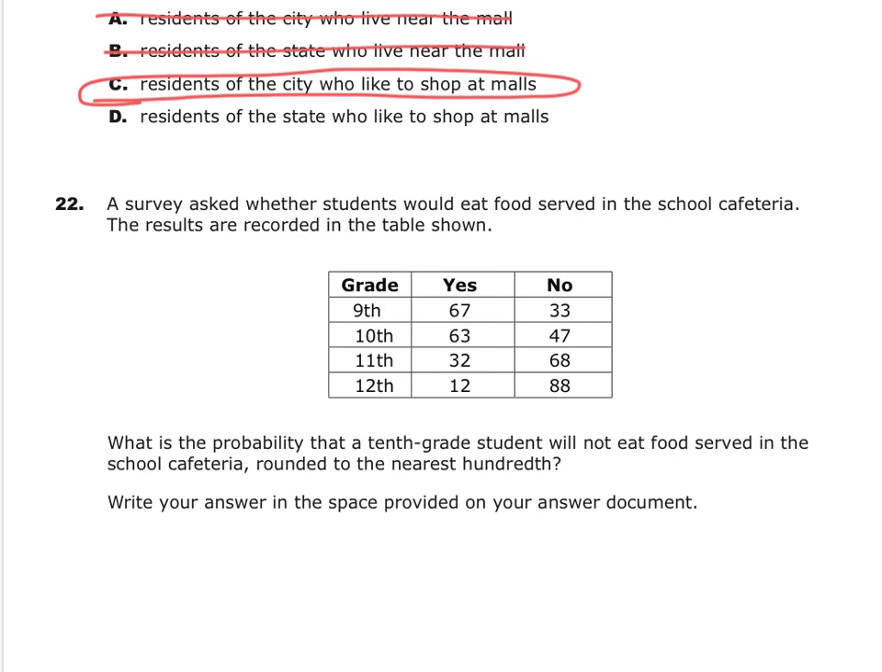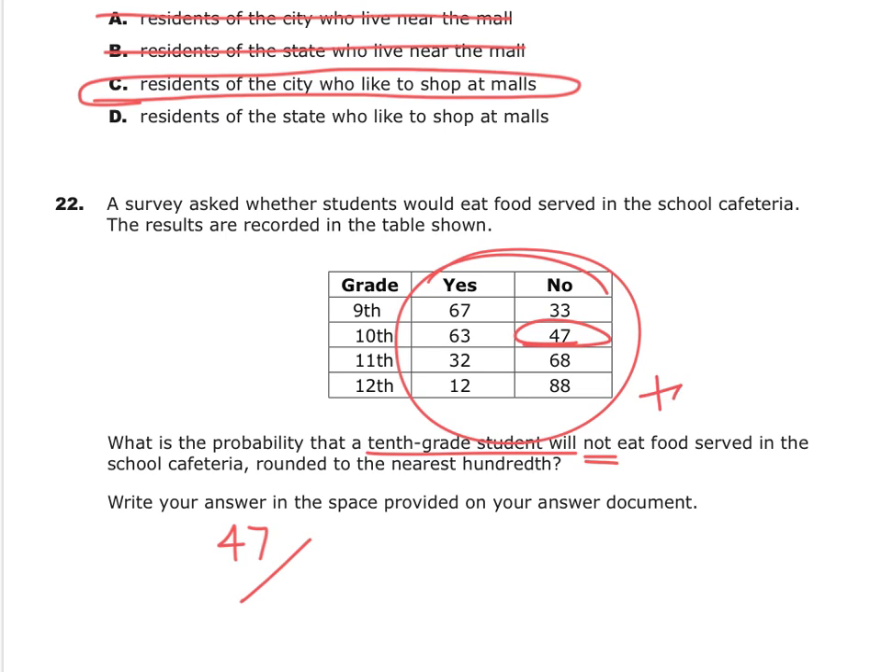Okay, question 22 says, a survey asked whether students would eat food served in the school cafeteria. What is the probability that a 10th grade student will not eat food served in the cafeteria? So 10th graders that said no, that's 47. And to do probability, we need to divide by the total. So we're going to do 47 divided by, and then we need to add up all of those numbers. The complete total of students there is going to be 410.